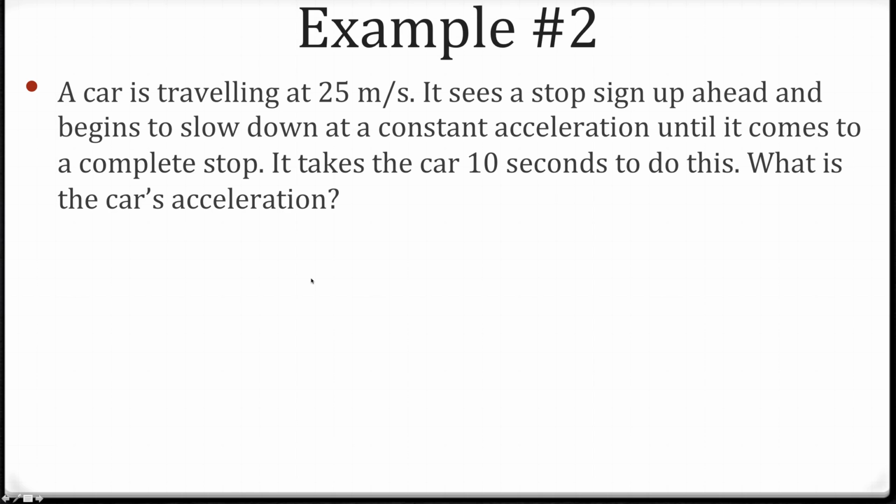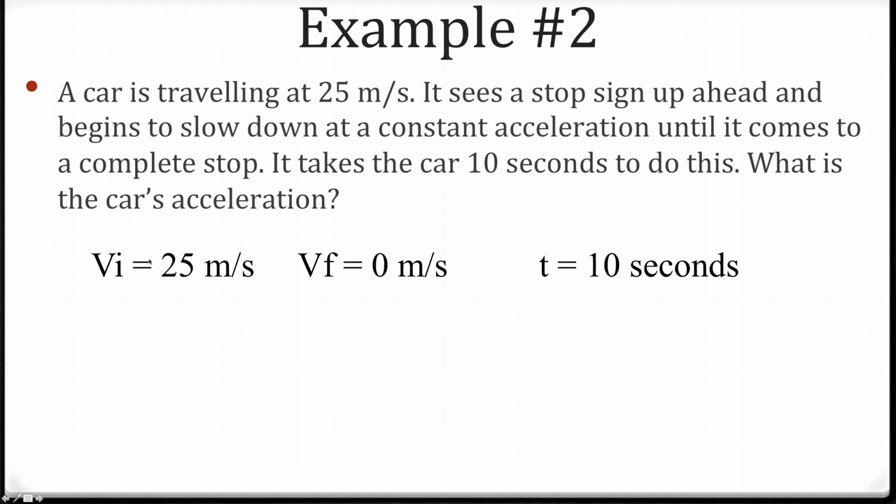Example 2, we've got a car traveling at 25 meters per second. It sees a stop sign up ahead, and it begins to slow down at a constant acceleration until it comes to a complete stop. It takes 10 seconds to do this. We want to find our acceleration. On lengthy problems like this where you've got a lot of numbers, I tend to either underline each thing and label it above, or create a list. So we've got Vi is 25 meters per second. This is what the car is doing initially at the beginning, and then it sees a stop sign and stops.